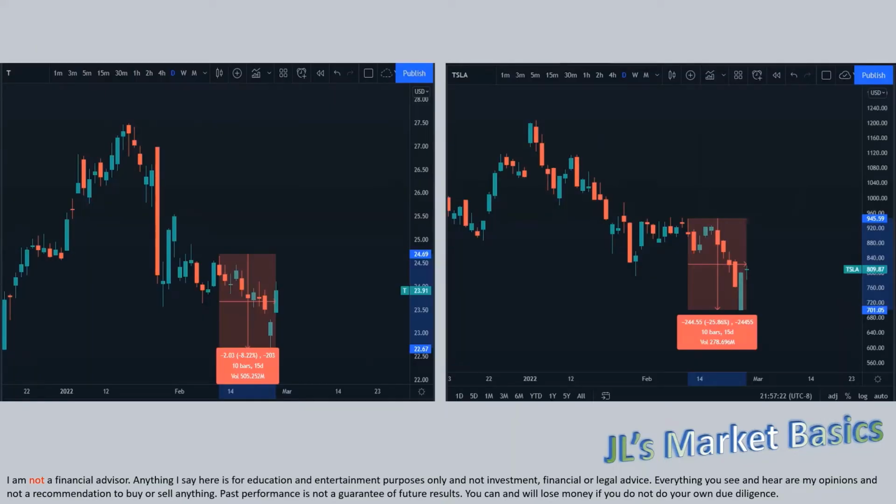For example, here you can see on the left that AT&T had a range of about $2 in the last 10 trading days, and on the right, Tesla's share price had a range of about $225 for the same time period. Experienced traders would not use the same strategy for both companies.